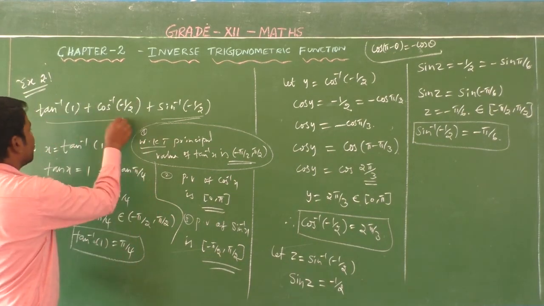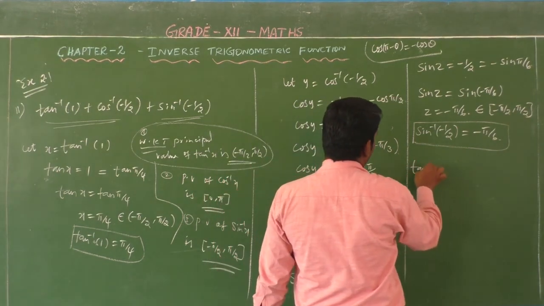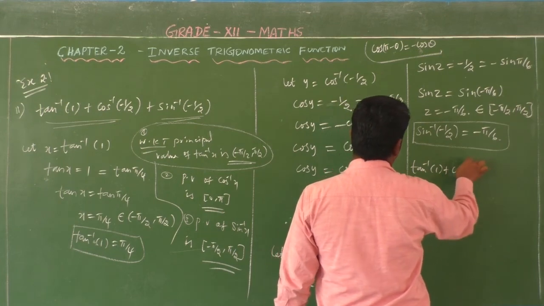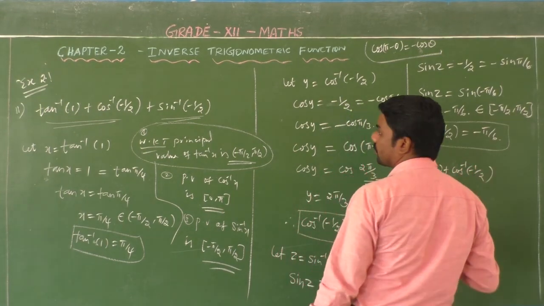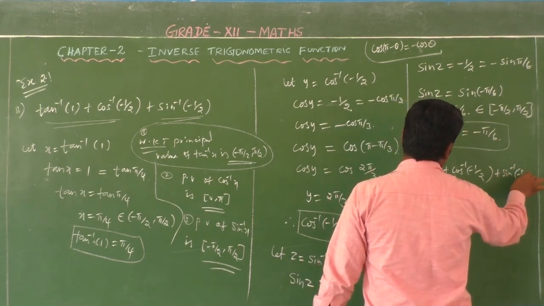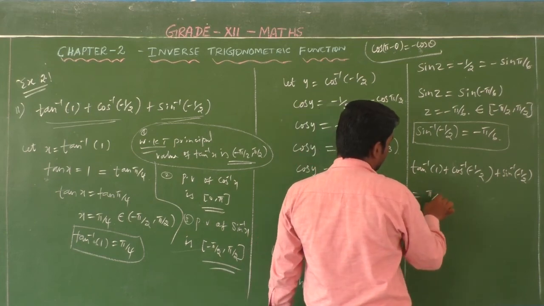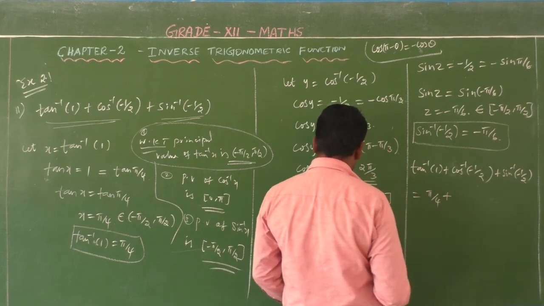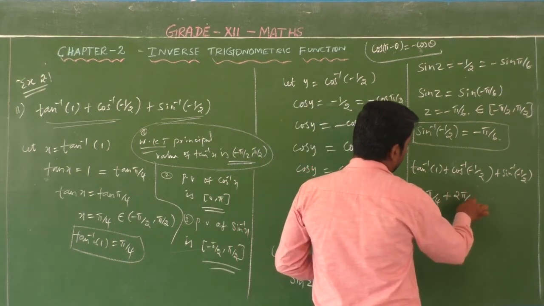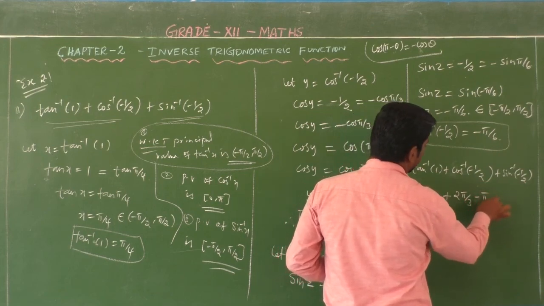Substitute in the given question. Therefore the required answer is tan inverse of 1 plus cos inverse of minus 1 by 2 plus sine inverse of minus 1 by 2, which is equal to pi by 4 plus 2 pi by 3 plus minus pi by 6.